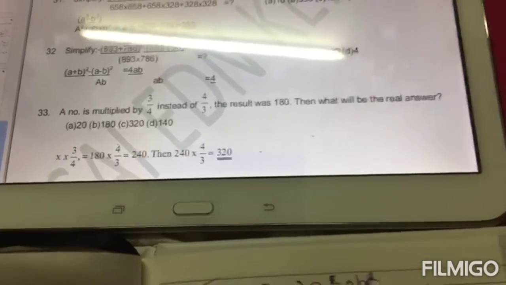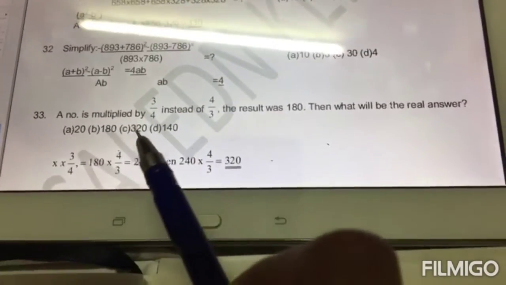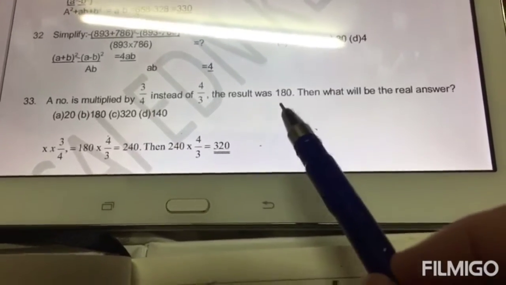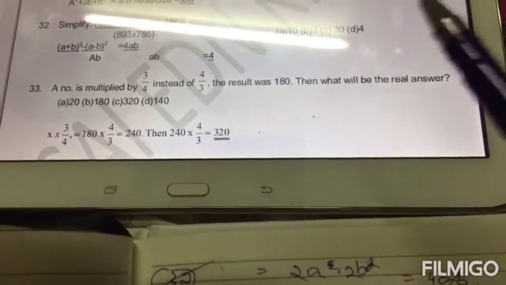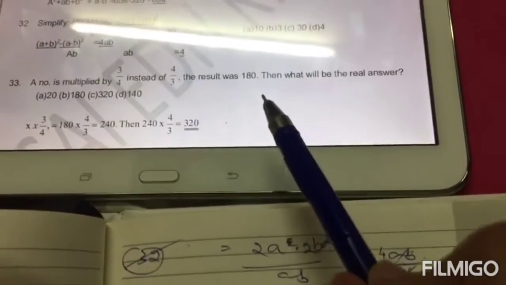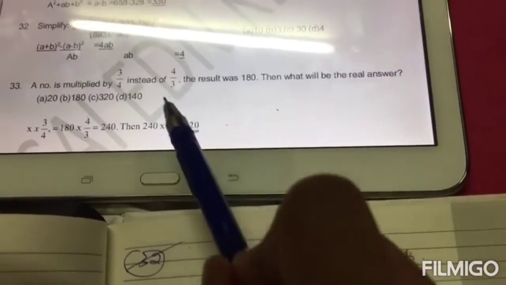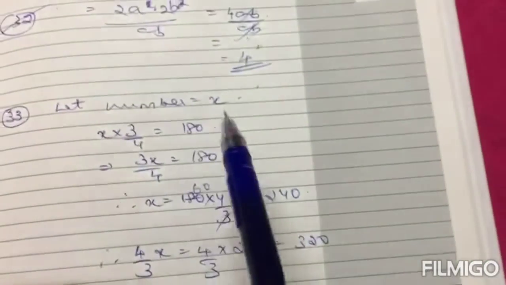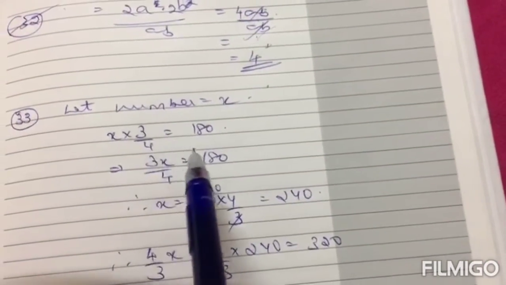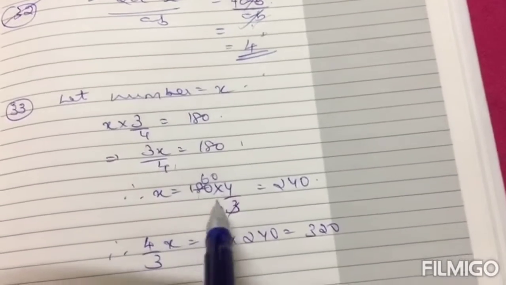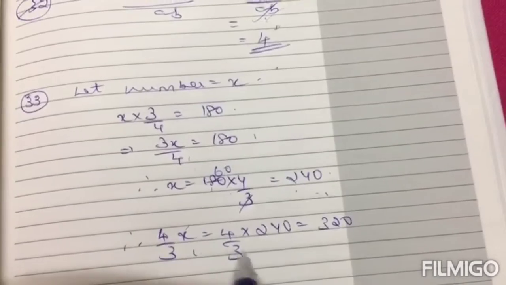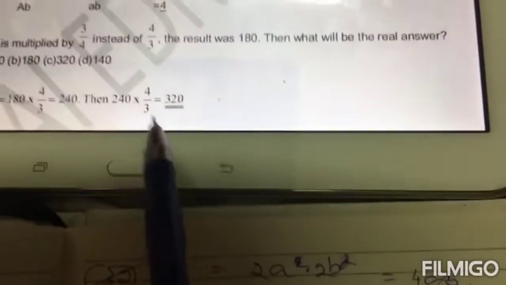Okay. Now number 33. A number is multiplied by 3/4 instead of 4 by 3. The result was 180. Then what will be the real answer? But if it is multiplied by 4 by 3, what is the answer? Right. Let the number be x. X into 3 by 4 is equal to 180. Solve for x. You get x as 240. 240 into 4 by 3, you will get 320. Let's check if that's the answer. Yes, it is.